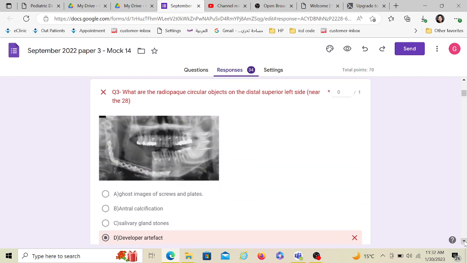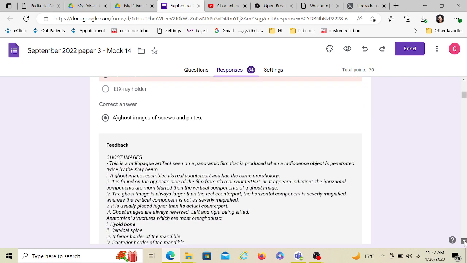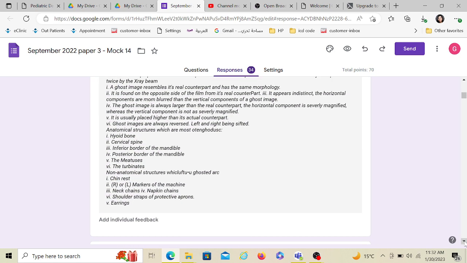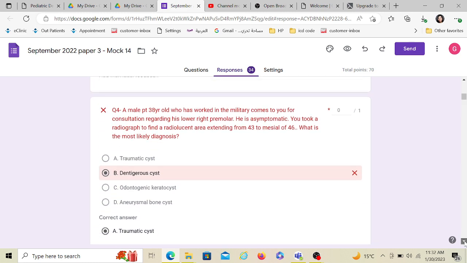What are the radio opaque circular objects on the distal superior left side? That's near to 8. Radio opaque circular objects on the distal superior left side near to 8. Basically, they're asking about these structures. They are nothing but the ghost images of this screw and plates. I've given a big explanation for all the enrolled candidates. You can go through, or you can pause this video and you can go through the explanations.